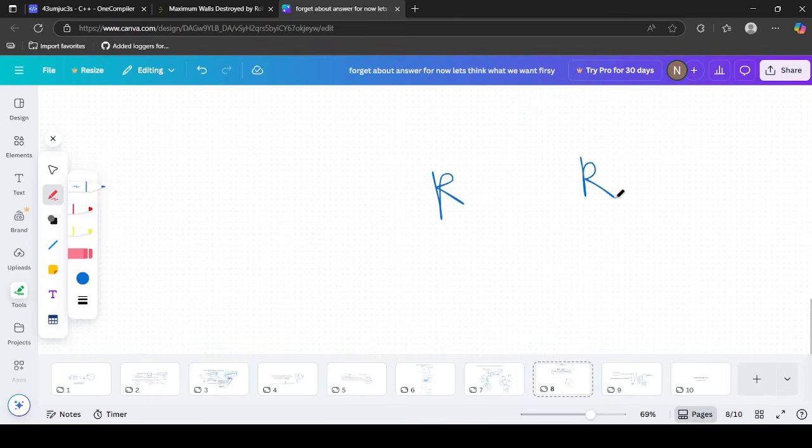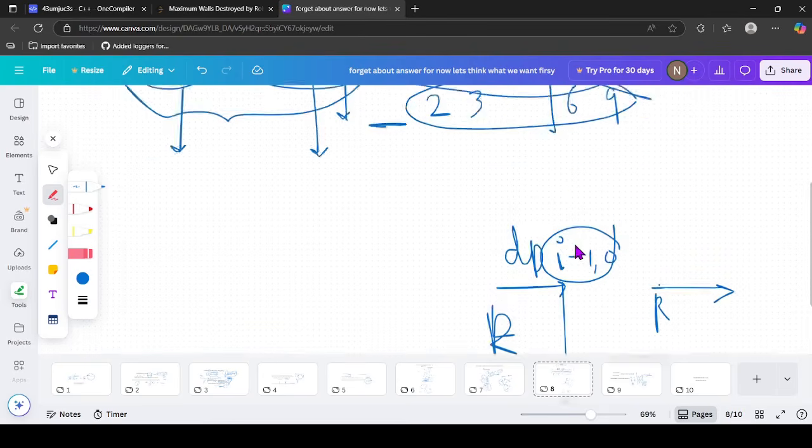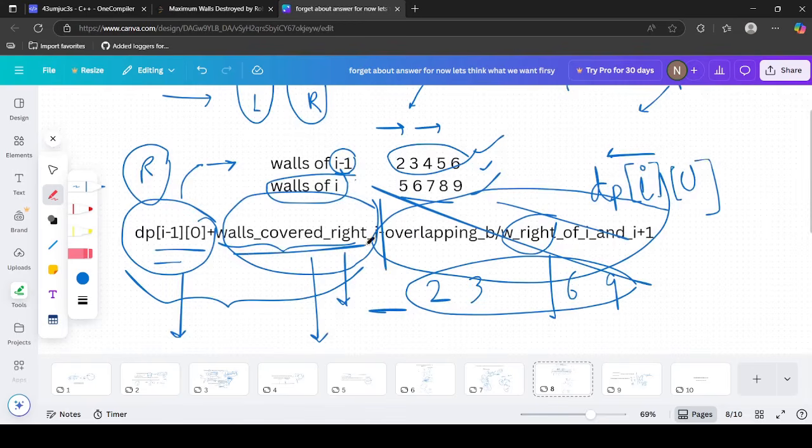So for now let's assume there is no overlapping. Let's assume that dp of i minus 1 comma 0 gives the maximum number of walls that are destroyed when the before robot chooses right, and now also we are choosing right. Because of choosing right now, what are the extra walls that are destroyed? That is what this is: walls covered of right of i. This is the old walls, this is the new walls, and minus the overlapping walls of these both.